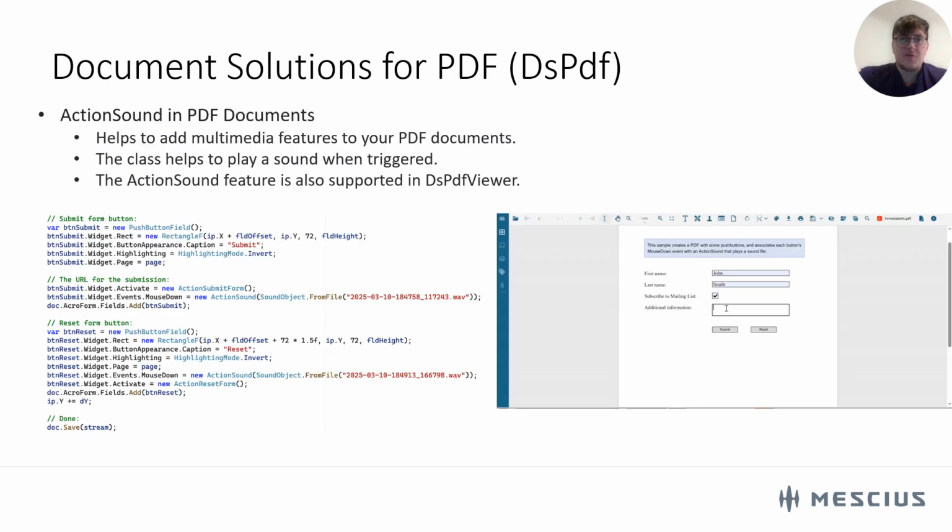In Document Solutions for PDF, we've added the ActionSound class that can be used to play sounds when triggered, which is typically done through an event such as a button click. In the code on the left, we create two push button fields on the PDF, one for the Submit button and one for the Reset button. For both buttons, we create a new action sound that plays on click, and we set this action sound via a sound object that we are taking from a waveform audio file.